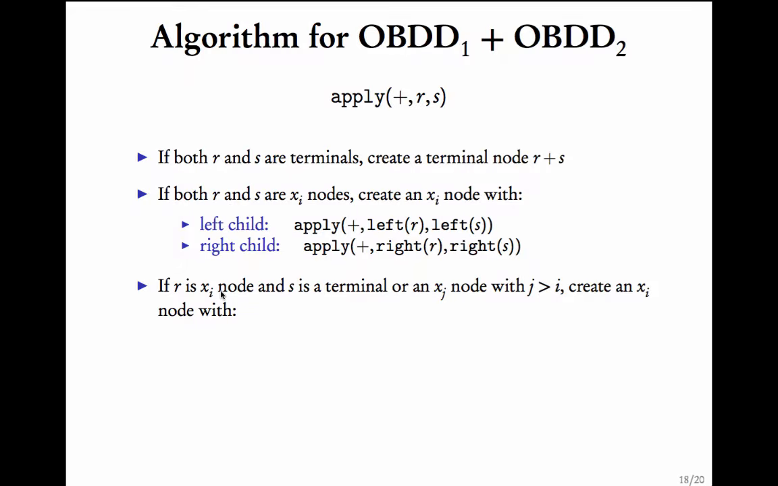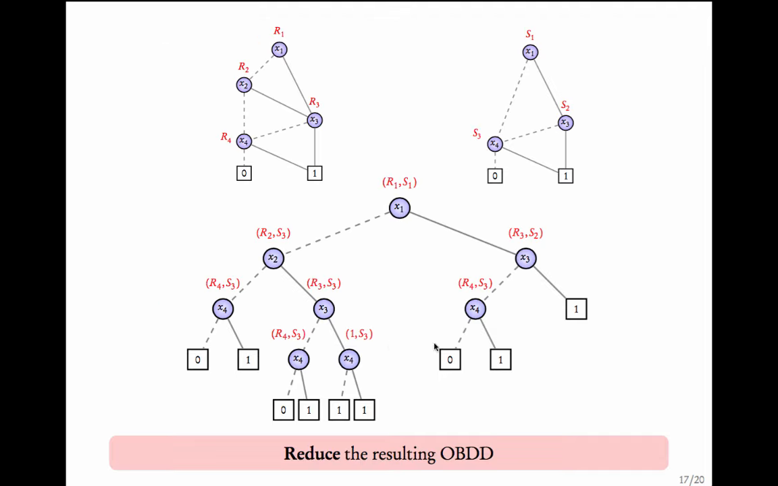Now, if R is an Xi node and S is a terminal or an Xj node with j bigger than i, then create an Xi node where you do the same thing. However, on the S component, don't take any children. Just bring the S down. So how did we do that here? Look at this, R2, S3. R2 was an X2 node and S3 was an X4 node, which is bigger than X2. So you created an X2 node.